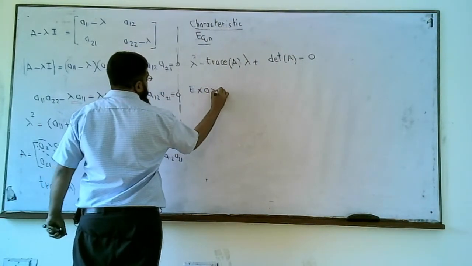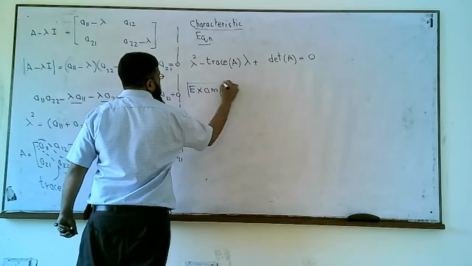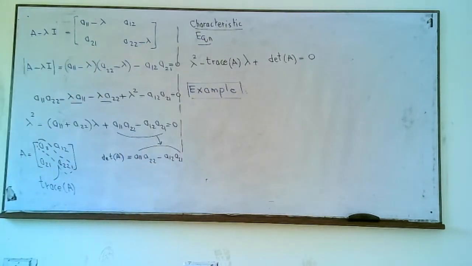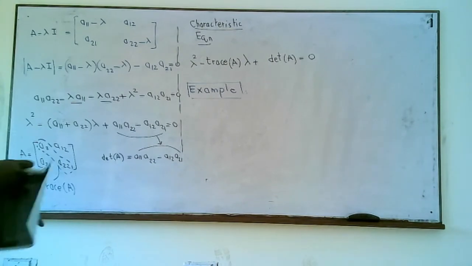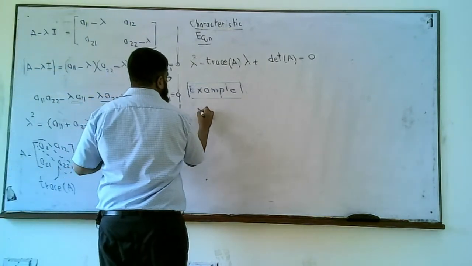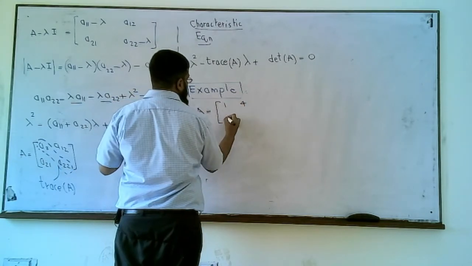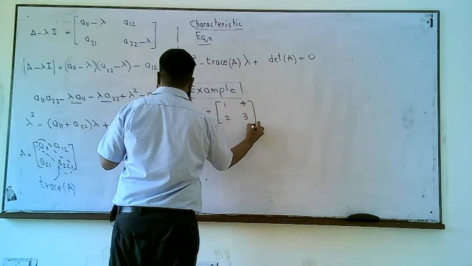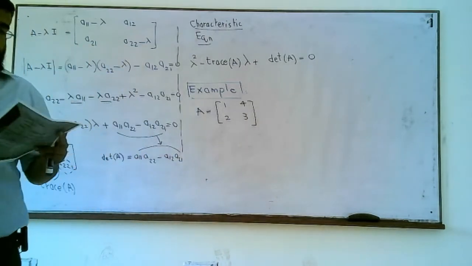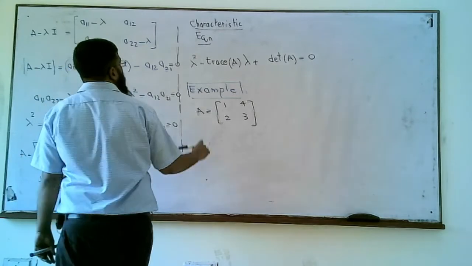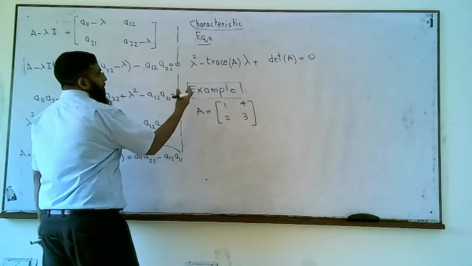Let's solve it further with the help of an example. I have a matrix A given to be 1, 4, 2, 3. Right, let's find its eigenvalues straight away using this equation.